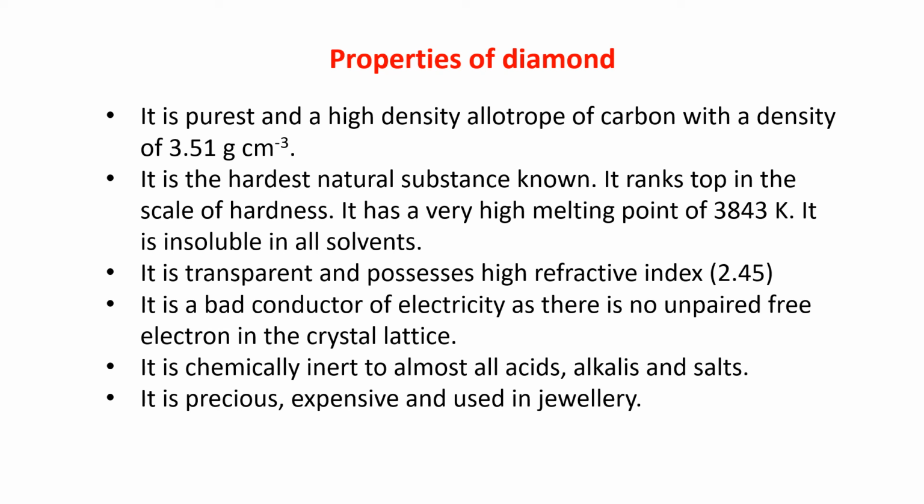Properties of diamond. It is the purest and highest density allotrope of carbon, whose density is 3.51 gram per centimeter cube. It is the hardest natural substance, you know about it. Its melting point is 3843 Kelvin. It's insoluble in all solvents. It is transparent and has a high refractive index, that you all know, that is 2.45. It's a bad conductor of electricity as there is no unpaired or free electron because all are tetrahedrally bonded. It's chemically inert to almost all acids, alkalis and salts. It is very precious, expensive and used as jewelry.